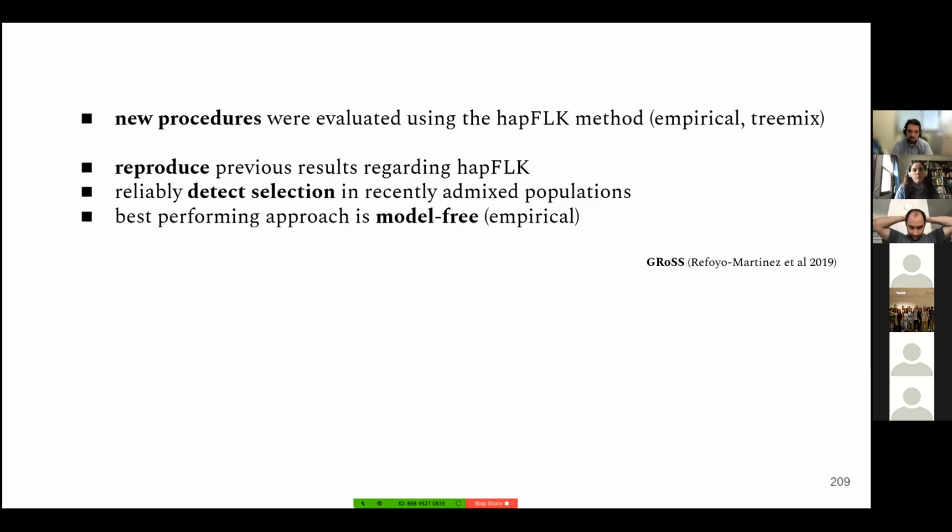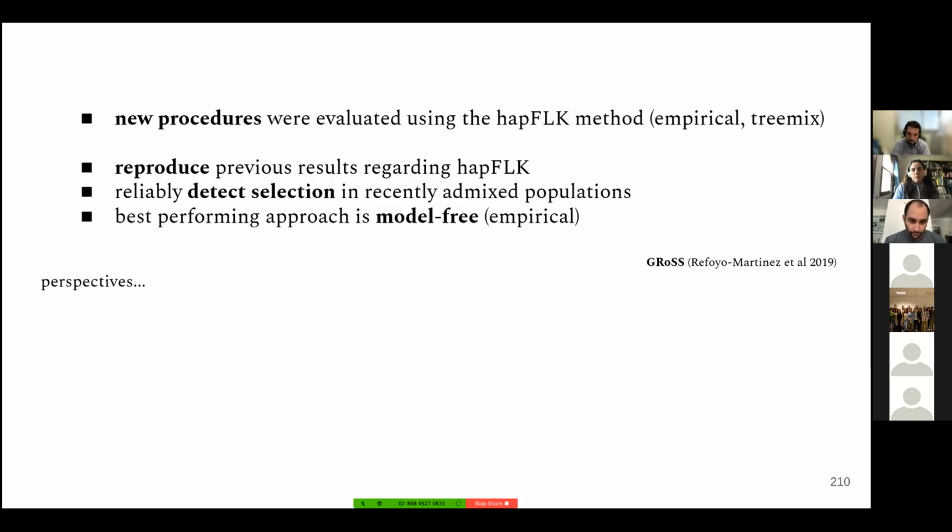And one particularly interesting result is that the best performing method, the empirical covariance, is model-free, and it is included in the latest release of HAPFLK. This is particularly convenient as no intermediate steps are required when contrasted with using trimix. So similar conclusions had already been pointed out in other research, especially in Rifollo et al. 2019, where there is a trade-off between interpretability and power, where you can get an interpretation of the demographic history at the expense of power for detecting selection.